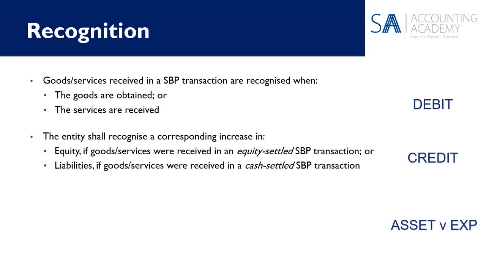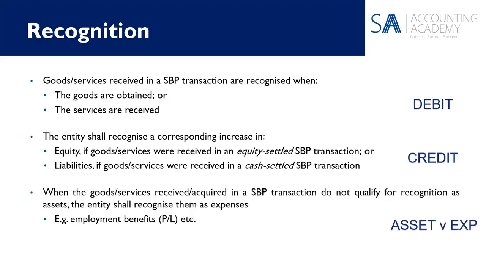Secondly, the entity shall recognize a corresponding increase in either equity, if the goods or services are in an equity-settled transaction, or liabilities, if the goods or services were received in a cash-settled share-based payment transaction. And then just the last consideration: when the goods or services received or acquired in the transaction do not qualify for recognition as assets, the entity must recognize them as expenses. For example, our typical one, when we receive services from our employees.